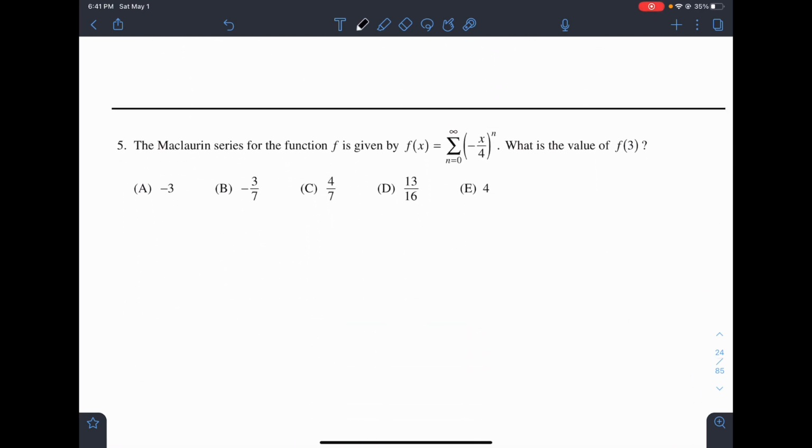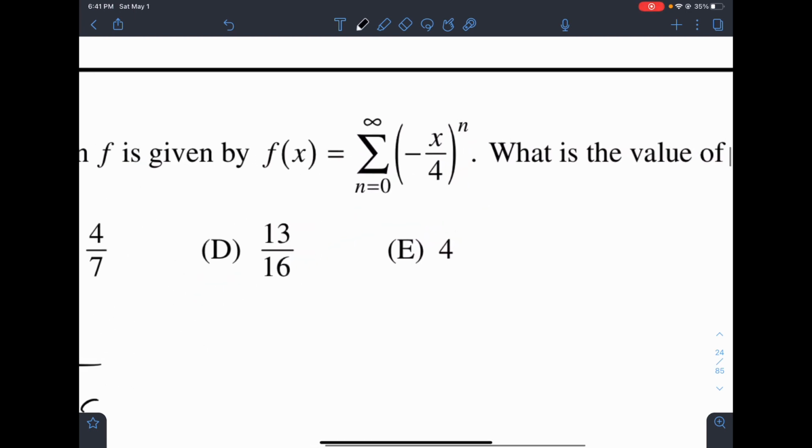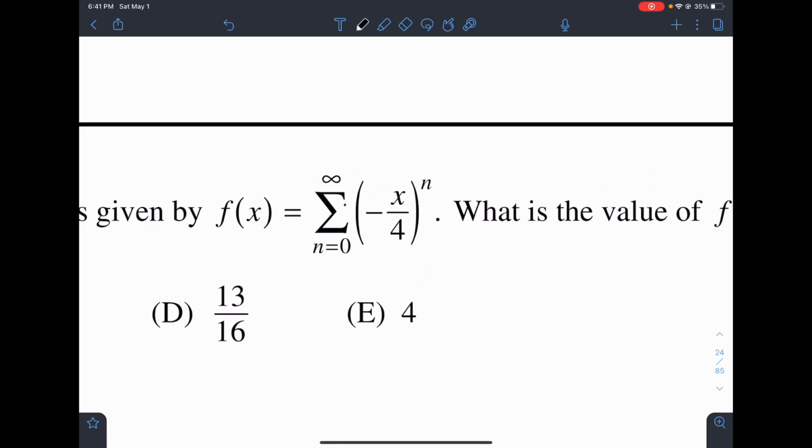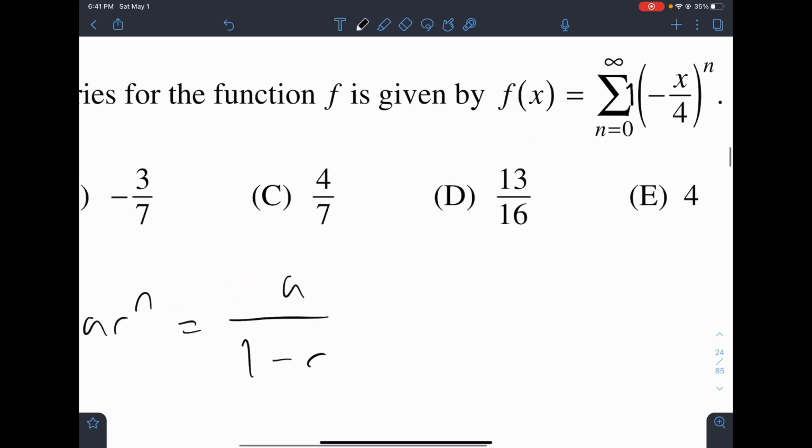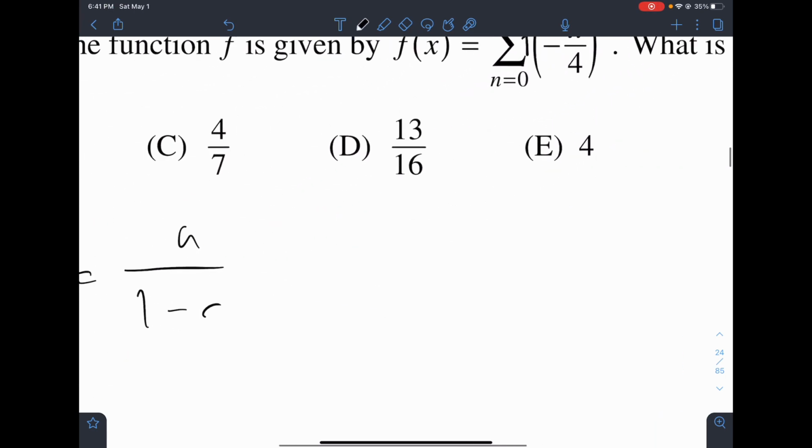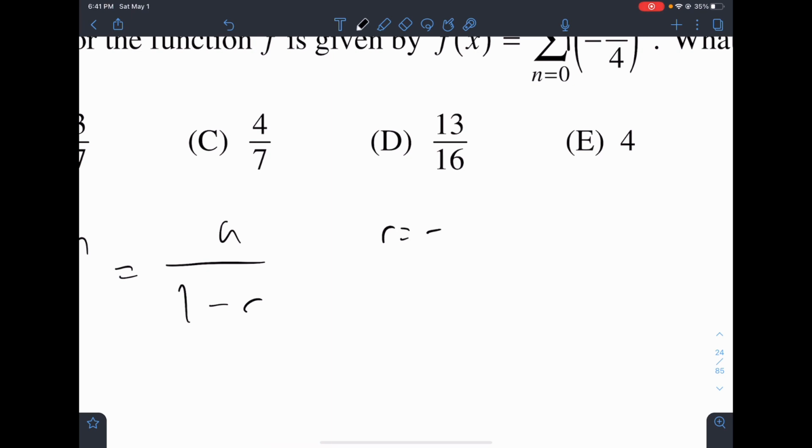Now, number 5, we have a geometric Maclaurin series. So the formula for this, the sum from n equals 0 to infinity of ar to the n equals a over 1 minus r. And we're going to use that here. So in this case, we don't have an a, so just imagine this a is 1. And so our r, the thing that's being raised to the nth power in our formula, is r equals negative x over 4. So now that we know that a equals 1, we can plug this in.